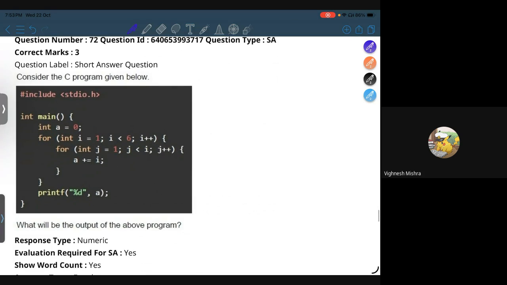Consider the following program again. What will be the output of this? A is 0. I is 1 for the first time. J is also 1. Is J less than I? No, so nothing will happen. Then I will become 2, J will be 1. So 1 is less than this.